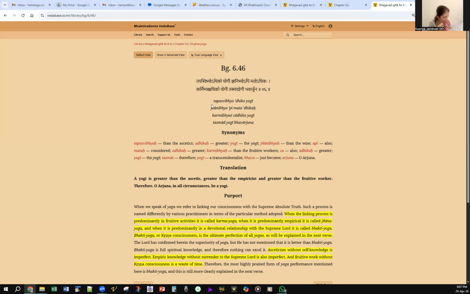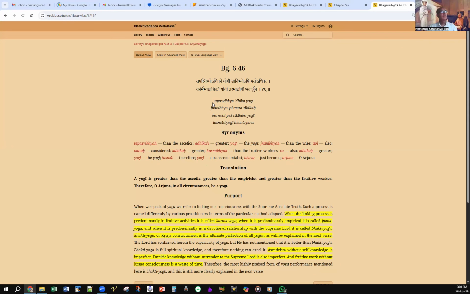Tapasvibhyo 'dhiko yogi jnanibhyo 'pi mato 'dhikah karmibhyash cadhiko yogi tasmad yogi bhavarjuna. The yogi is greater than the ascetic, greater than the empiricist, and greater than the fruitive worker. Therefore, O Arjuna, in all circumstances, be a yogi.